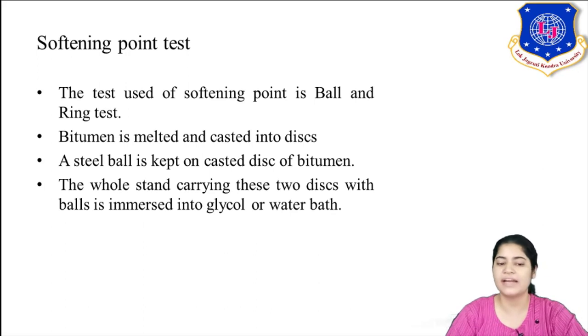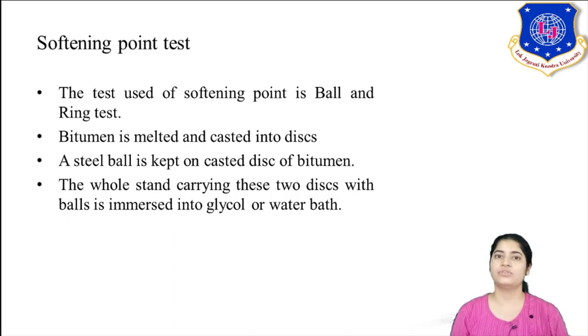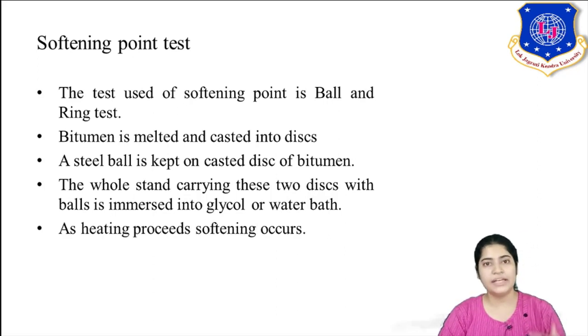The whole stand carrying these two discs with balls is immersed into a glycol and water bath. So you cast your bitumen into a small disc and support it, because you are suspending it in a water or glycol bath, and to support that, you place steel balls over it so that it won't float. Now heating occurs. You are supplying indirect heating, heating your water or glycol, so that way you are supplying your heat.